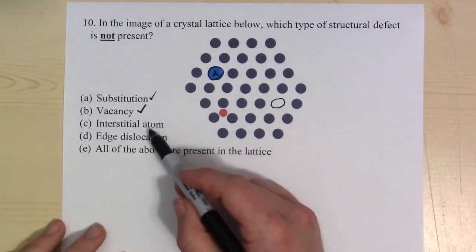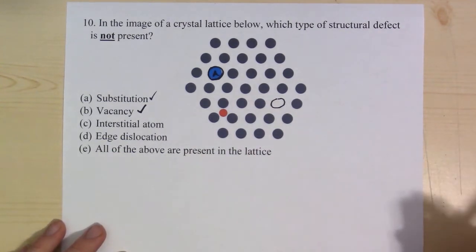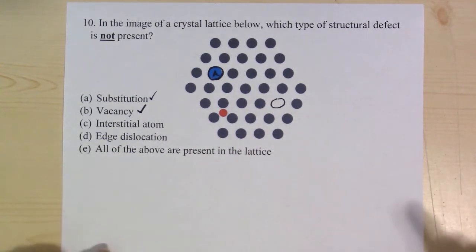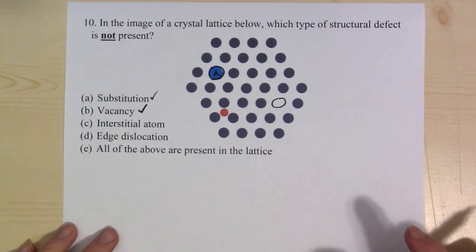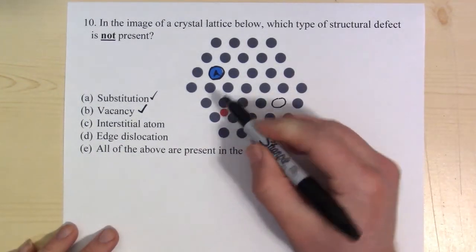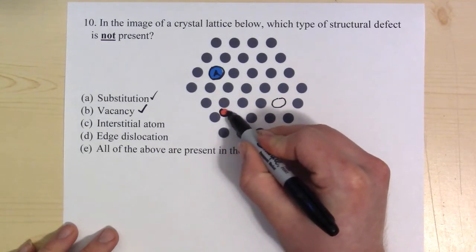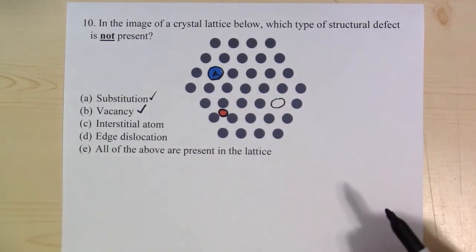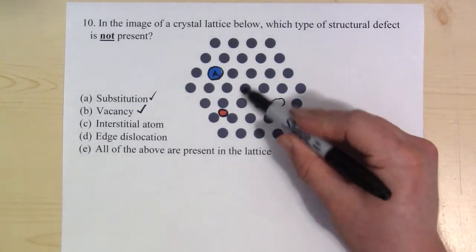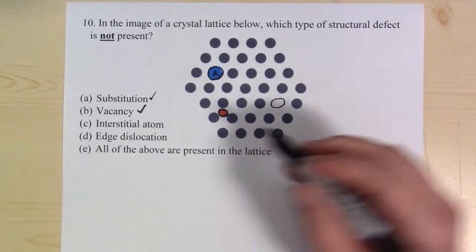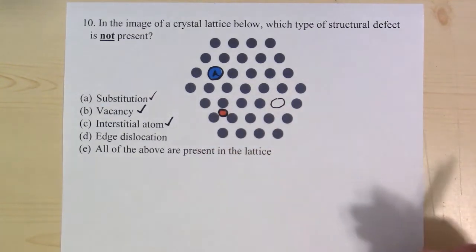An interstitial atom is where there's another smaller atom placed in between the main circles of the lattice, so the main atoms. So here, this red circle represents an interstitial atom. It's in between the main lattice composed of these gray atoms here. So there is an interstitial atom.